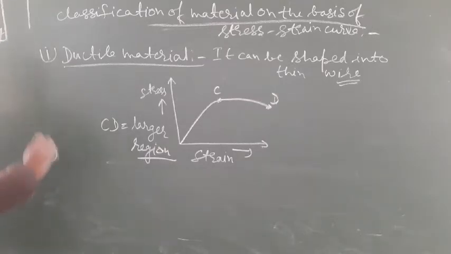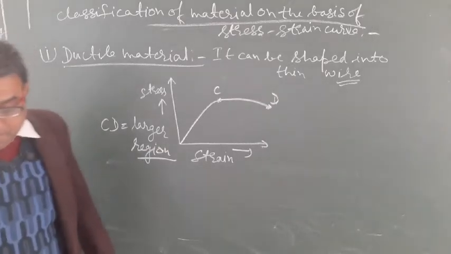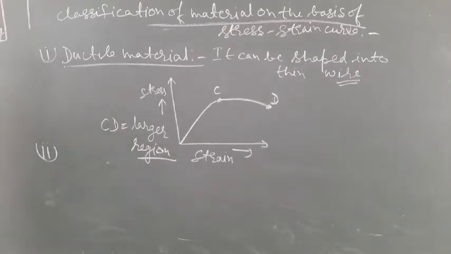The second type of material is brittle material. Brittle material, just like glass, will break down just after applying the force beyond the elastic limit. So that is the brittle material.